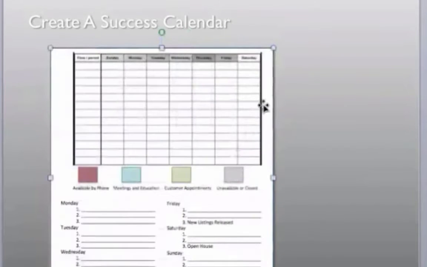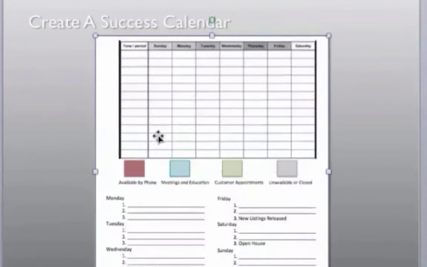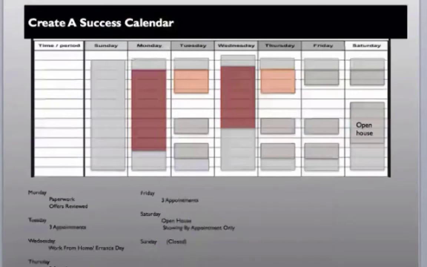We are going to set up a success calendar. And the success calendar is just a simple worksheet where you're going to look at your week and plan out the things that you need to achieve during the week. So your lead generation, things like the team meeting for the office, appointments that you typically schedule, and those kind of things. So here's a great example of breaking that down and doing that.